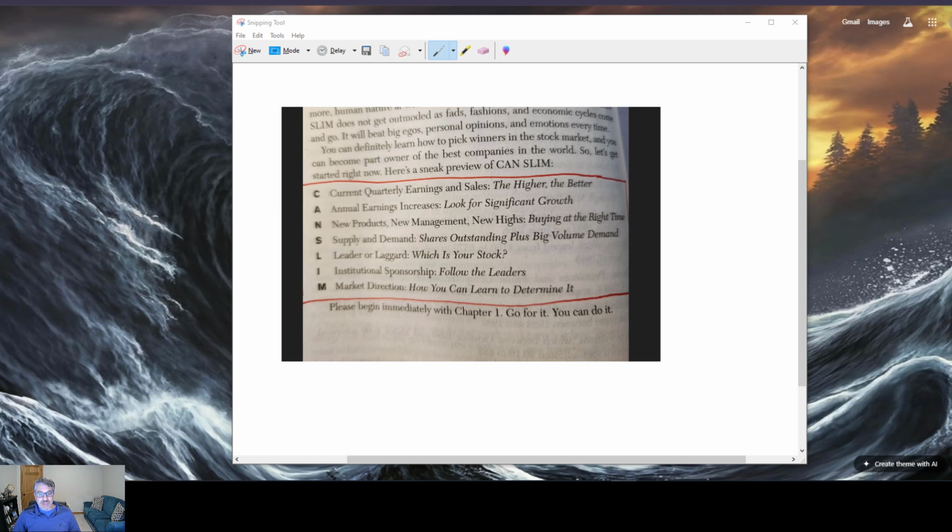Let's see, the I, institutional sponsorship. Look for stocks that have mutual funds piling into them, fighting over shares, and we can get into that in more detail when we get to that section. I don't look so much at individual institutions, which institutions are in which stocks and so forth, but you can. We'll talk about that in a later video.